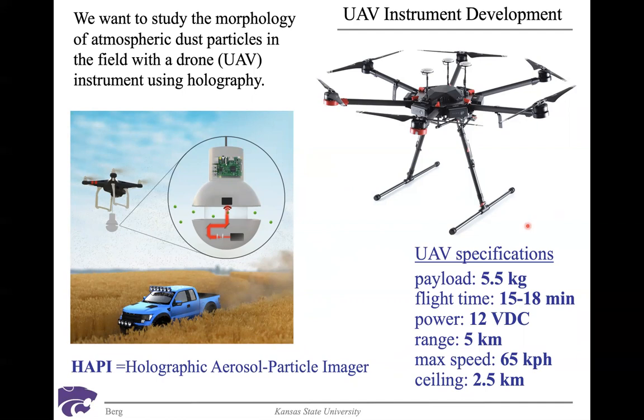We call it the Holographic Aerosol Particle Imager, or HAPI. And it flies on this DJI drone. Just to give you some quick specifications, the drone can lift about 5 kilograms, fly for about 15 minutes. Its ceiling is about 2 kilometers, although we never went that high, and we never moved it as fast as 65 kilometers per hour. But it was a very good drone for this application. Although I want to emphasize the payload is pretty limited.